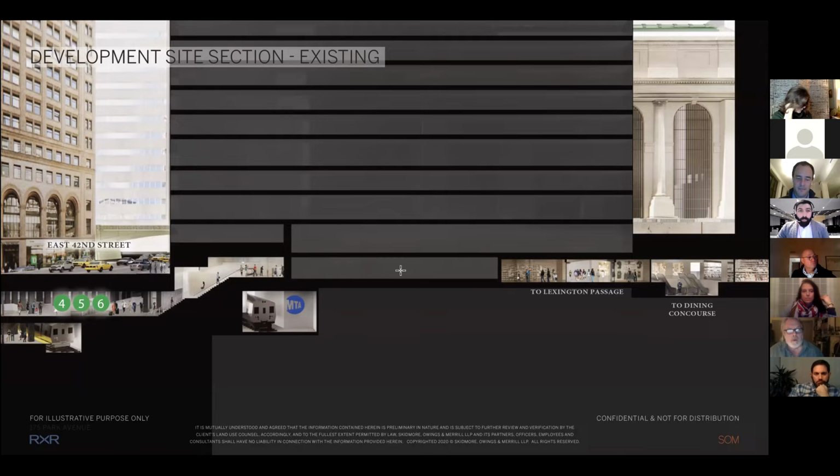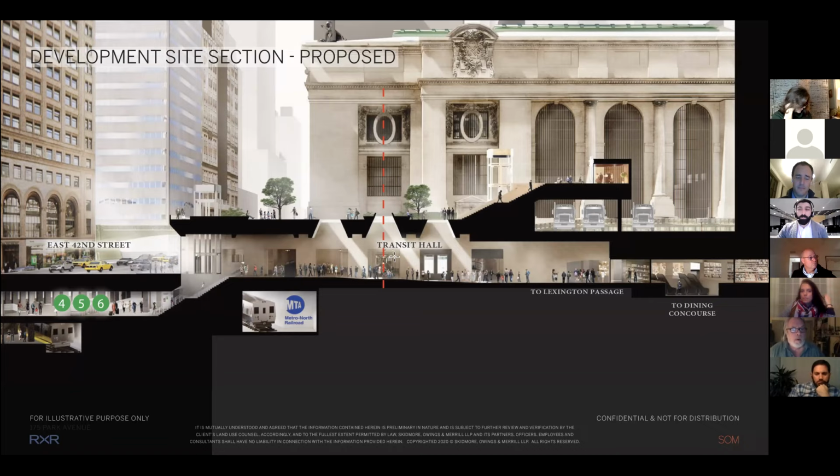This is a section through the current, highly congested, slightly claustrophobic subway access on the left. And this is a section through our proposed condition. Above, you see the Grand Central Terrace, which we spoke about earlier, that sits right above this transit hall. So all of this is within Lot 30. This isn't within Lot 1. This isn't within the landmark. This is within our site. We're looking at the landmark beyond.